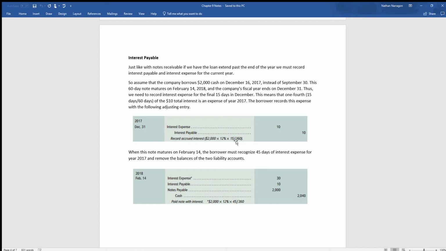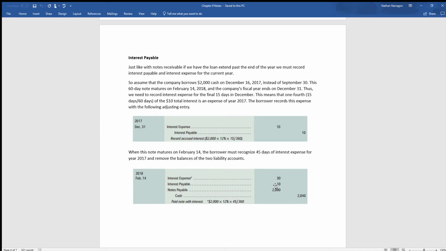So for our interest expense, again, you can take the $2,000 principal, times the annual interest rate, then times how many days, divided by 360. It happens to be 45 days this time around, since that's how many days we had left. And that gives us $30. So of course we're going to debit interest expense for $30. Interest payable is going to be completely done, so we'll put the full amount of interest payable. Do not put $40.